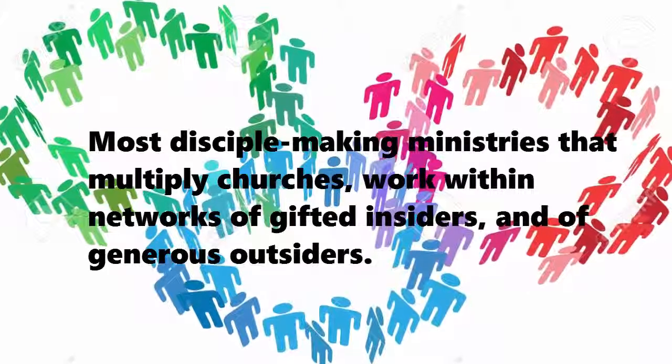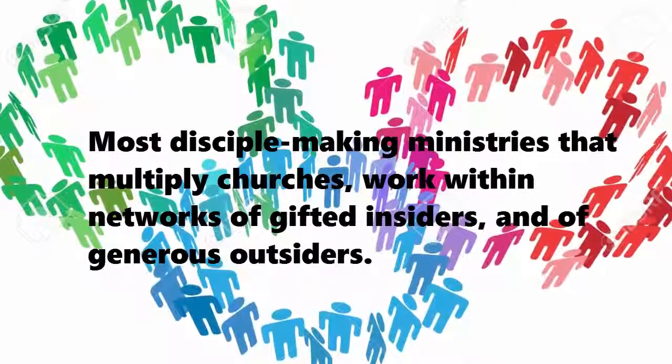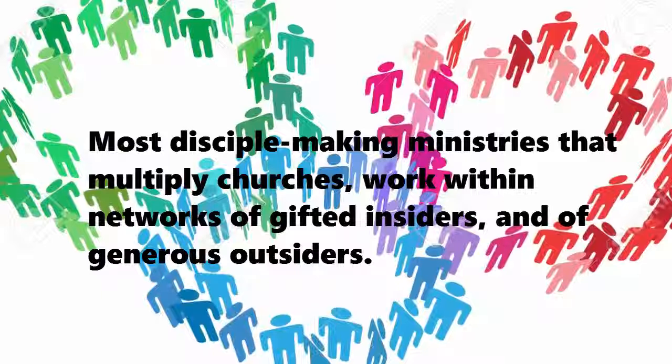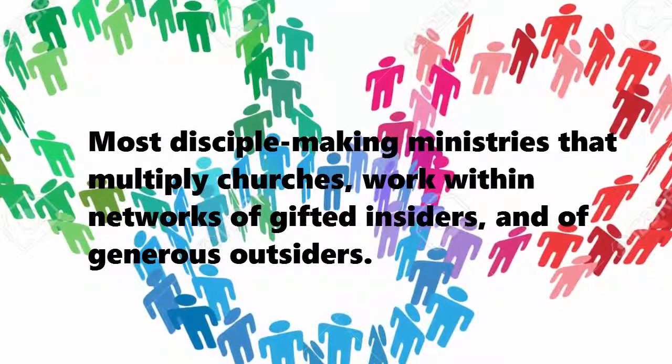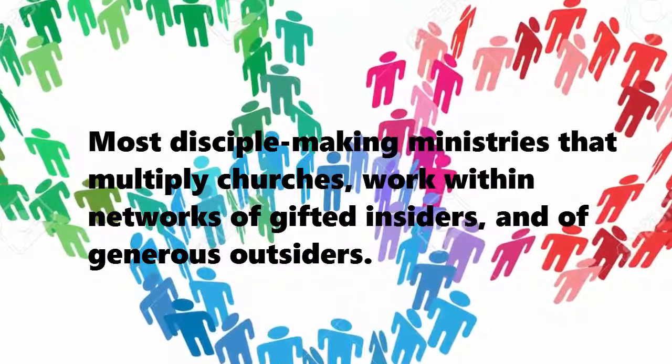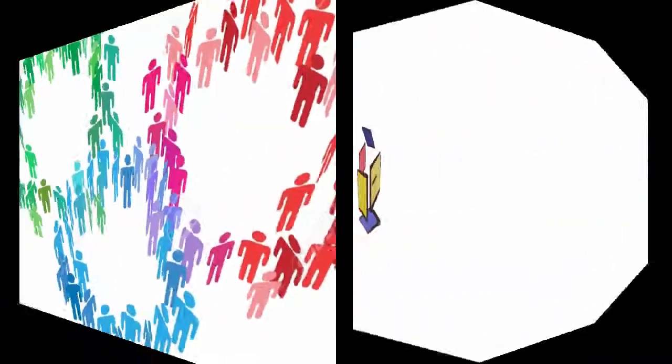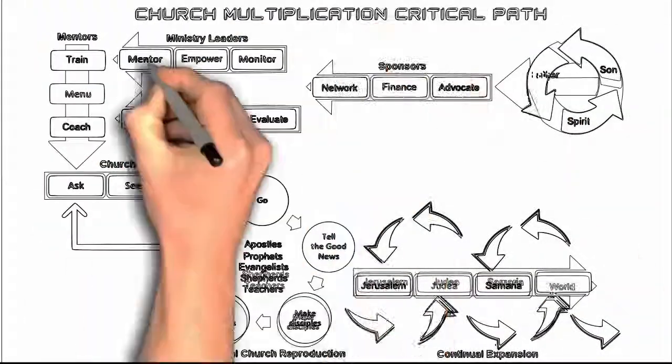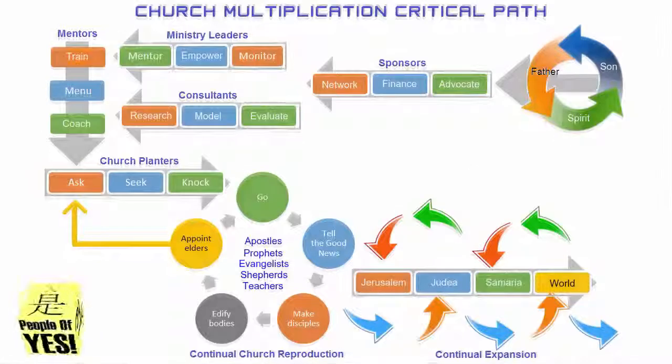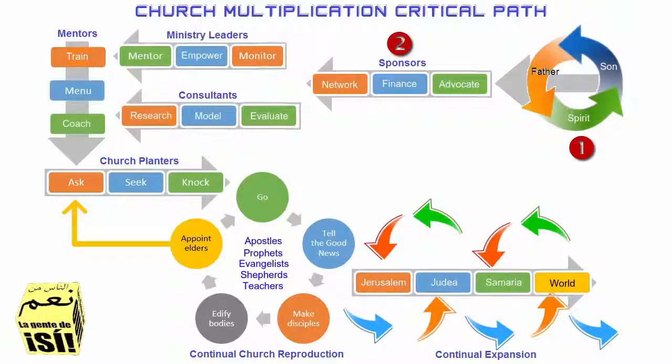Most disciple-making ministries that multiply churches work within networks of gifted insiders and of generous outsiders. We shall examine a typical church multiplication process that consists of 10 parts. 1. The will of God. 2. Sponsors. 3. Ministry leaders.